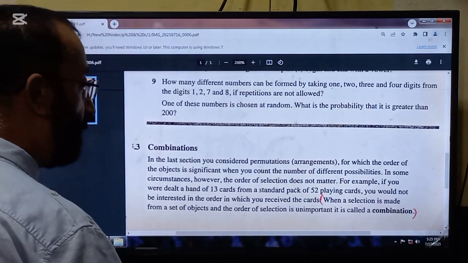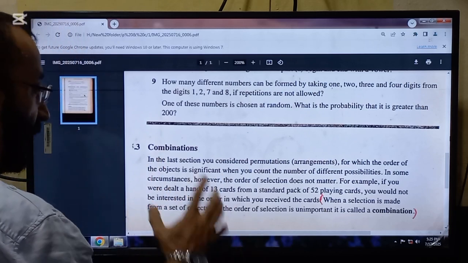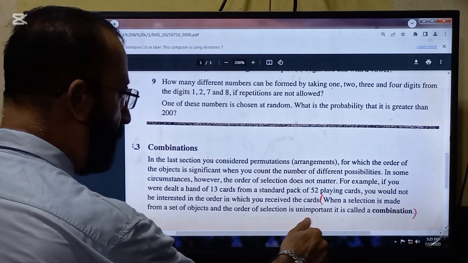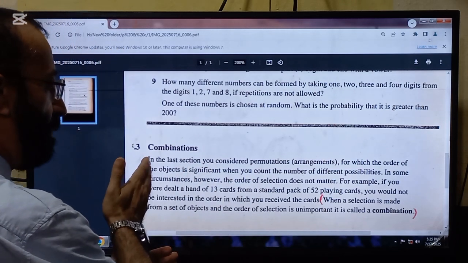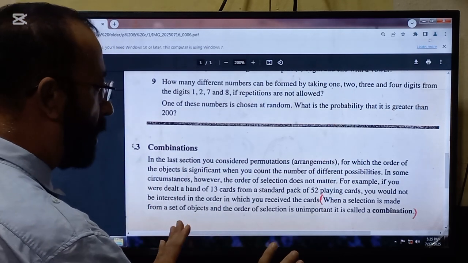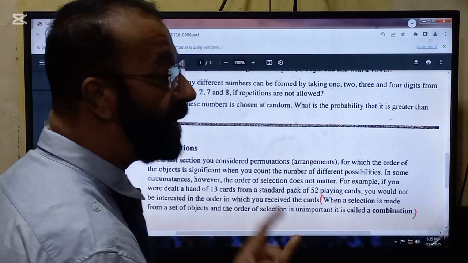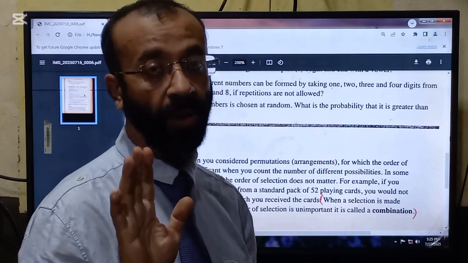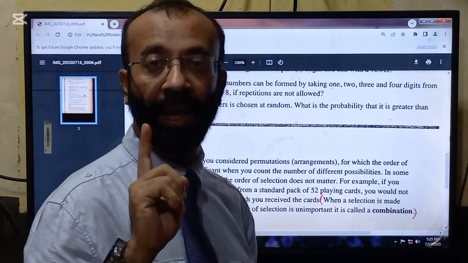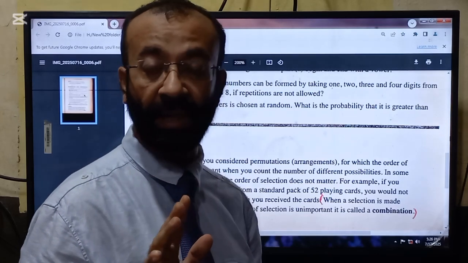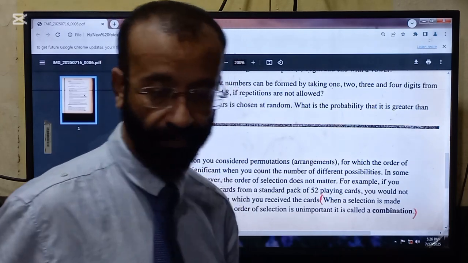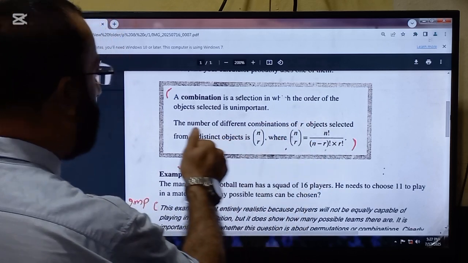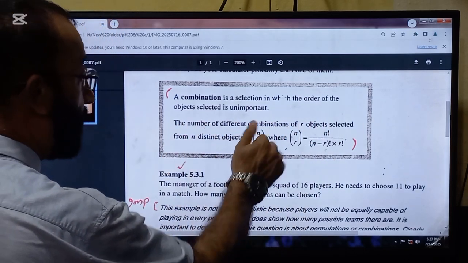So concentrate yourself in this kind of arrangement, that is called combination. The order of the selection will be unimportant, whereas in permutation, the order of the selection was important. So this is the big difference between permutations and combinations. In permutations, order of the arrangement is important, and in combinations, order of the arrangement is not important. So a combination is a selection in which the order of the objects selected is unimportant.